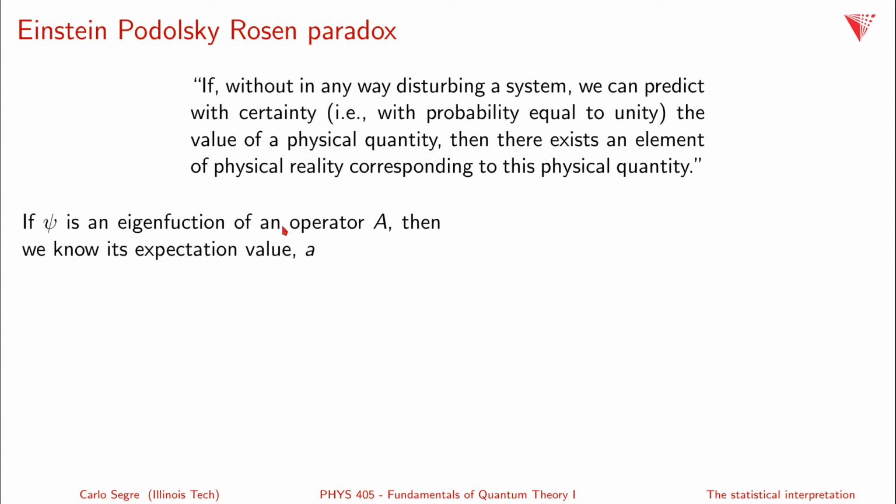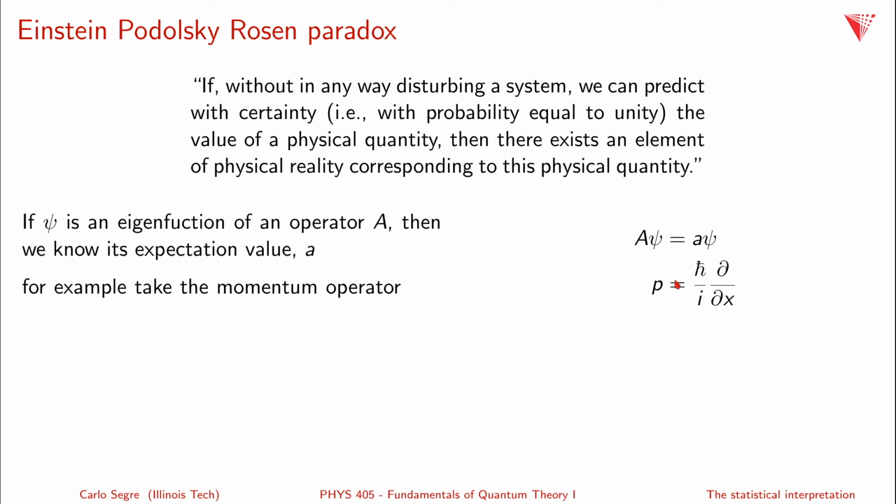If psi is an eigenfunction of an operator A, and it has an eigenvalue lowercase a, then we can write the eigenvalue equation, A psi equals lowercase a times psi. Let's take the momentum operator, for example. P is equal to h bar over i, partial with respect to x. And the eigenfunction of the momentum is psi equals e to the i p_0 x over h bar, where p_0 is the eigenvalue of this particular wave function.